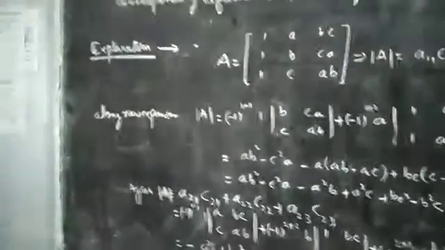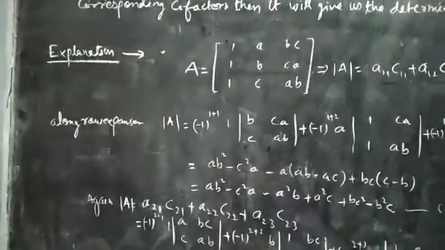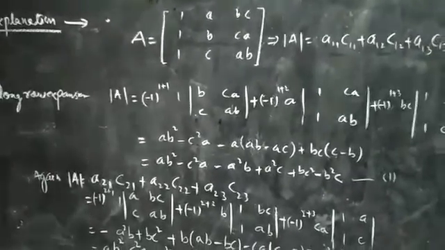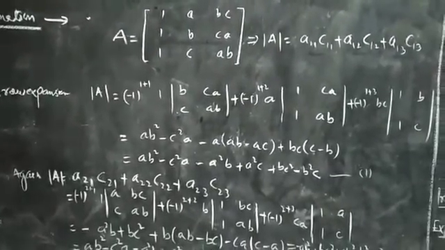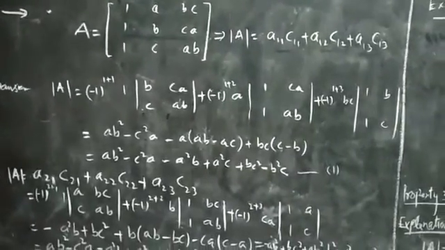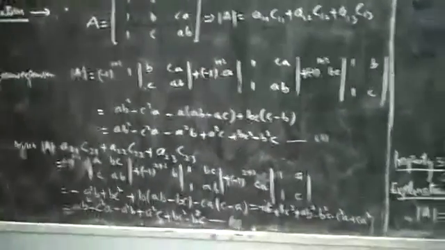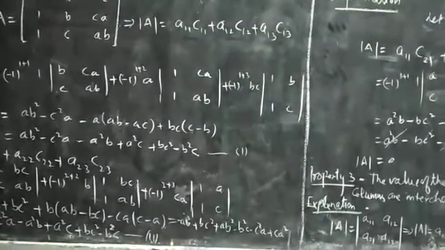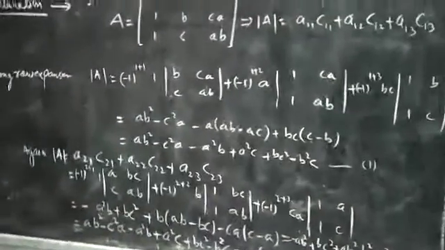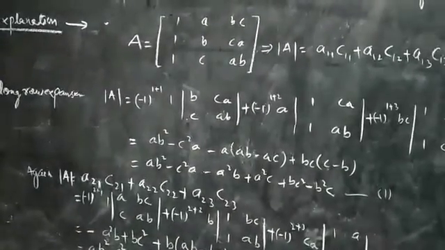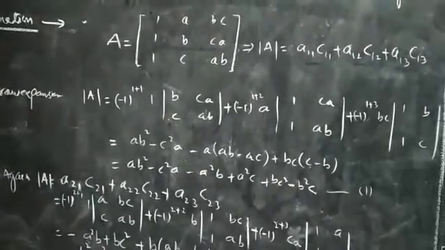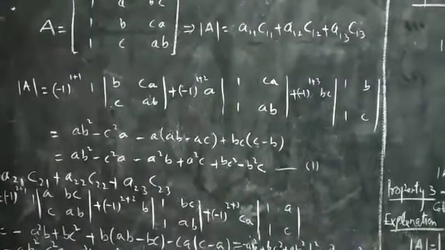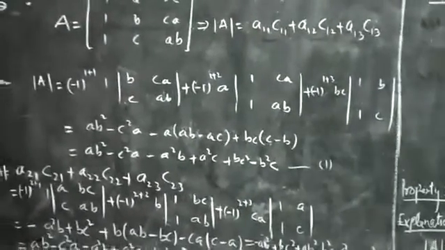After expansion along the first row, determinant A is equal to (minus 1) power 1 plus 1 times determinant [b, ca; c, ab], plus (minus 1) power 1 plus 2 times a determinant [1, ca; 1, ab], plus (minus 1) power 1 plus 3 times bc determinant [1, b; 1, c]. After calculation, we find the value of determinant A is equal to a b squared minus c squared a minus a squared b plus a squared c plus b c squared minus b squared c.